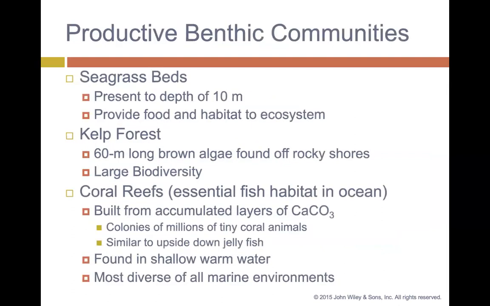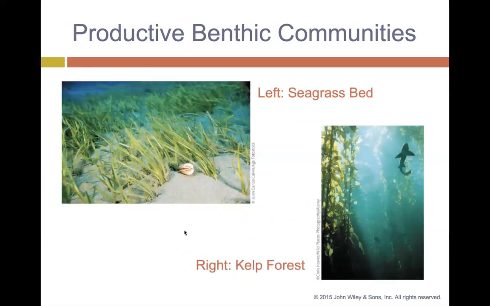Among protected benthic communities, we have seagrass beds that provide food and habitat, and kelp forests with a very large biodiversity found off the shore of rocky coasts. Coral reefs are essential fish habitats in the ocean, built up from the accumulated layers of calcium carbonate. They are colonies of millions of tiny coral animals, which are similar to upside-down jellyfish. They're found in shallow, warm water, and they are the most diverse of all marine environments.